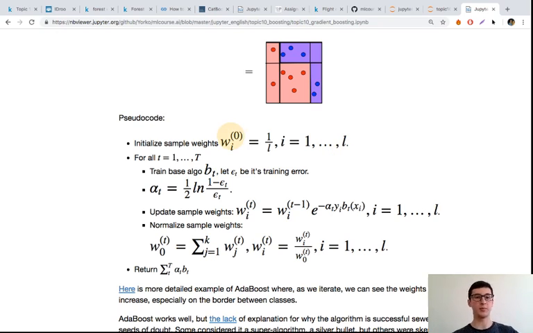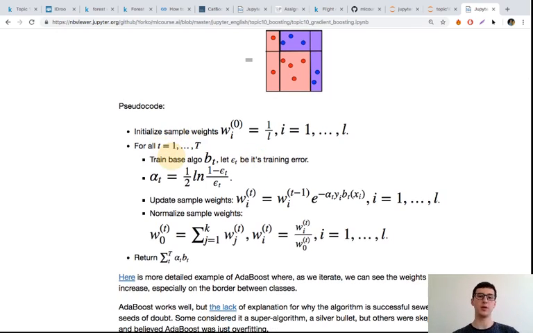Now we'll have some capital T iterations, so we'll build that many trees. For each iteration, we'll train our base algorithm. We'll call it b_t. It's not obliged to be a decision tree, it actually can be anything. Theoretically there are some requirements, that it shall be at least better than random guessing. So in a binary classification task, we'll only require that this algorithm performs a bit better than tossing a coin.